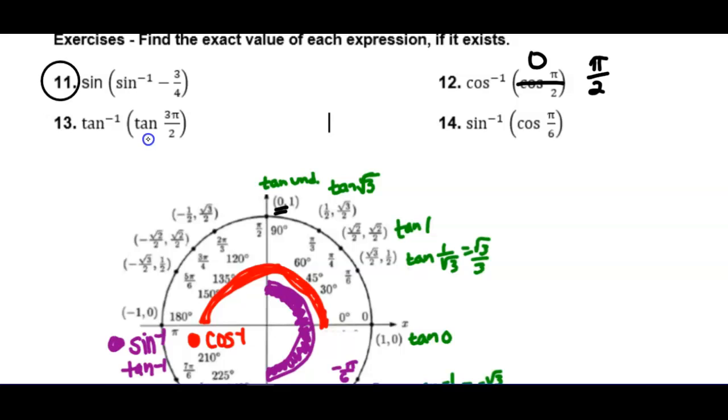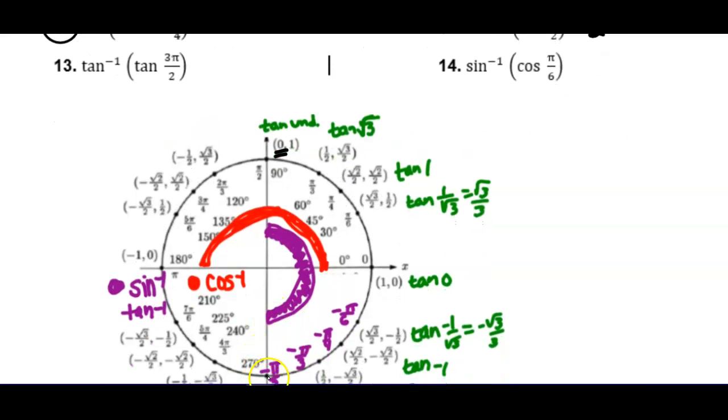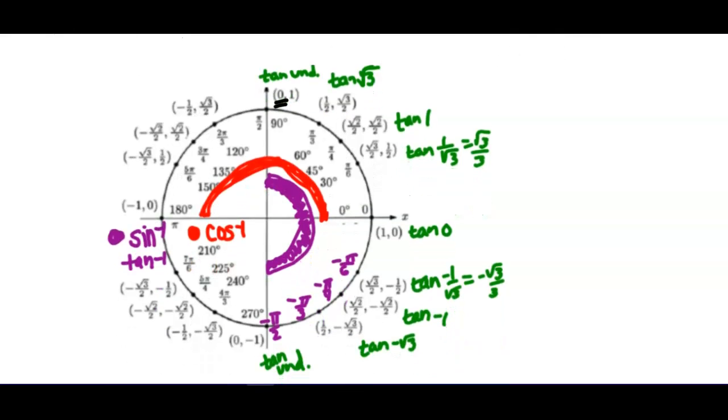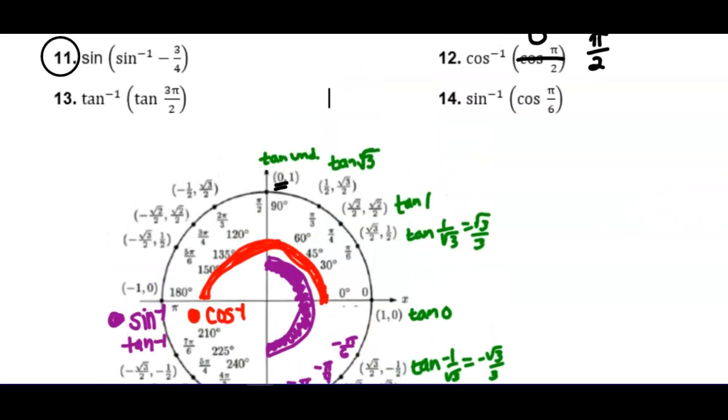For example, this one says, what is the tangent at 3 pi over 2? If I go to 3 pi over 2 down here, well, first of all, it's not an answer we can pick with an inverse. But if I go down here, the tangent is negative 1 over 0, because it's always y over x. So this is undefined. And you can't do an inverse of undefined. So this is not possible.